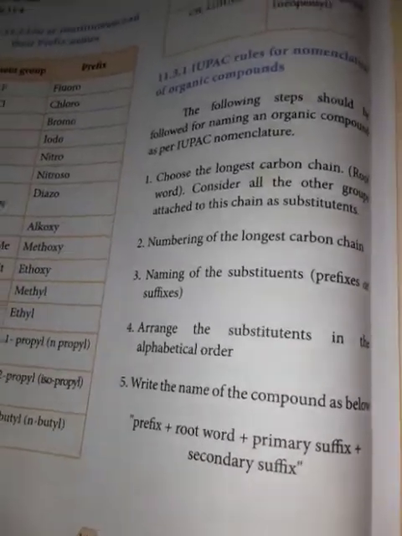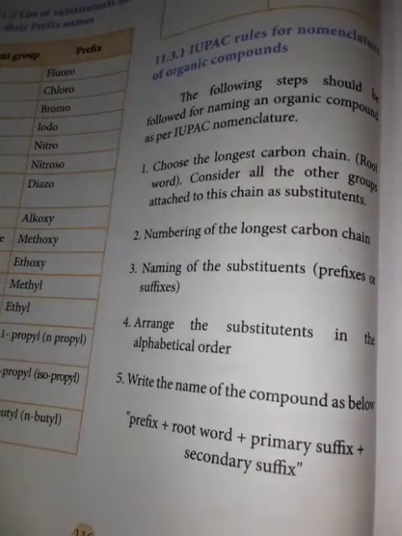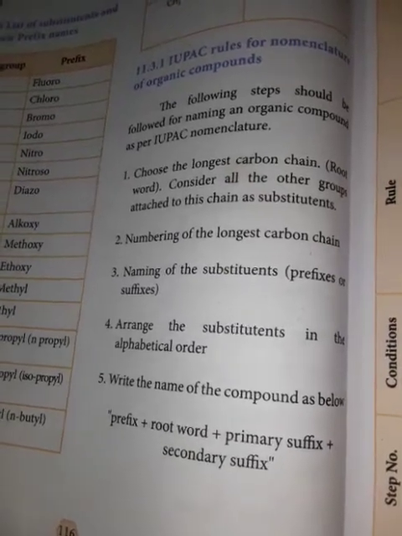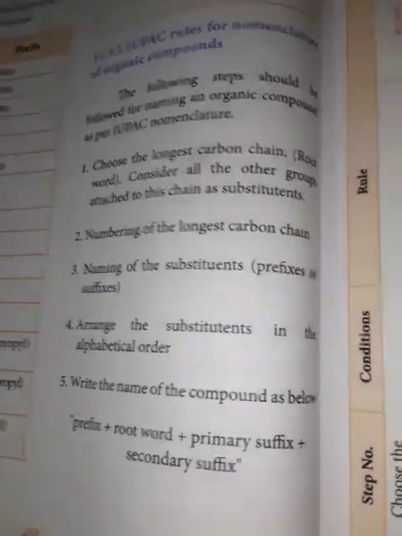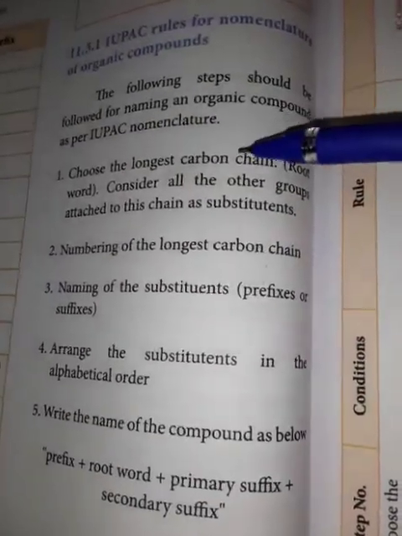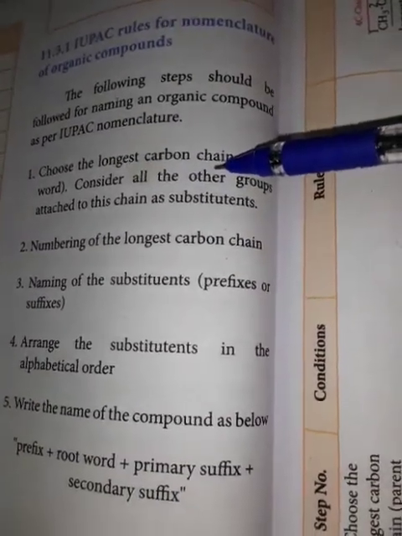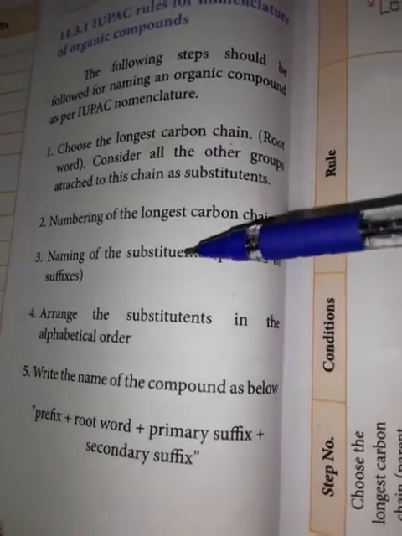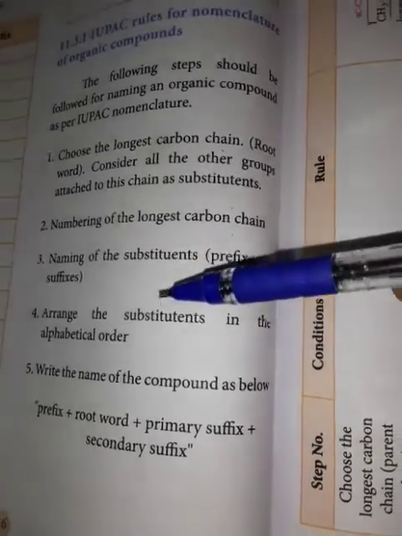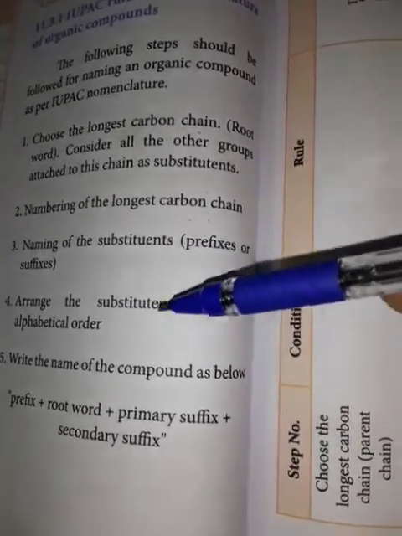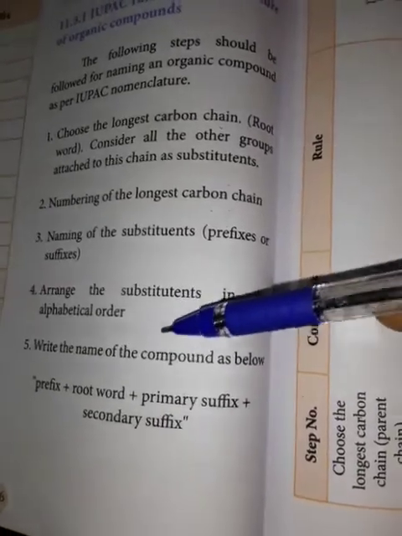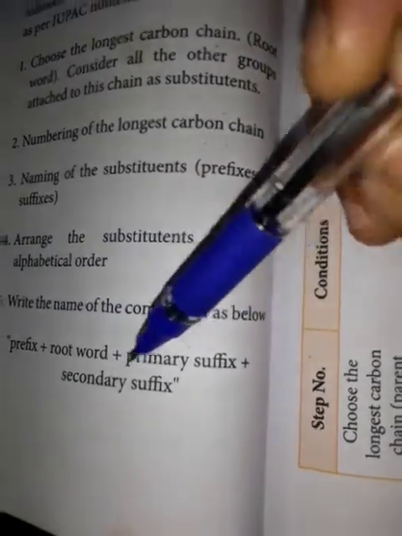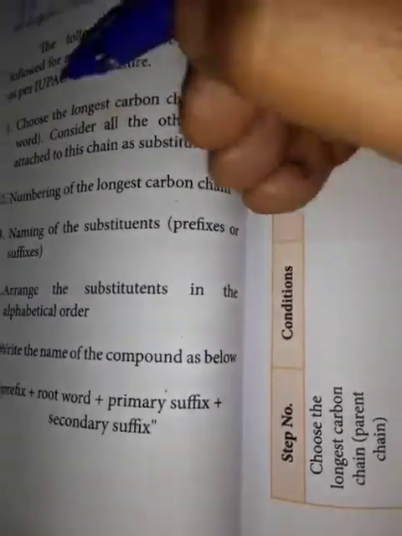So there are 5 rules for IUPAC. First rule is choose the longest carbon chain. Second rule is numbering of the longest carbon chain. Third one is naming of the substituents. Fourth one is arrange the substituents in alphabetical order. Then write the name of the compound as below: prefix, root word, primary suffix, secondary suffix. This you have to learn.